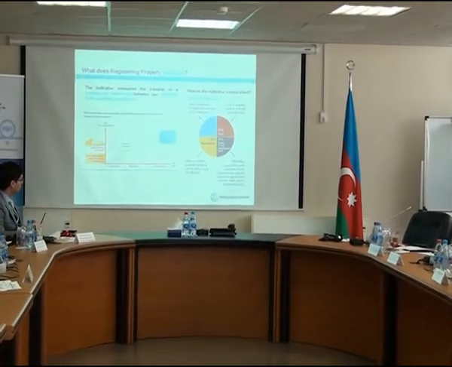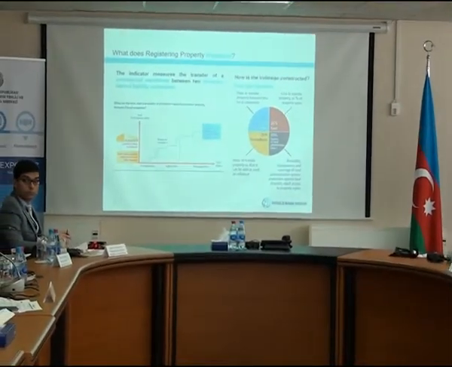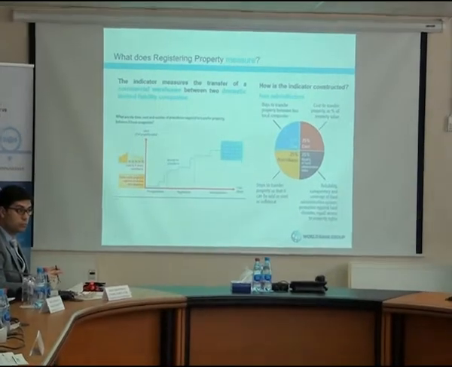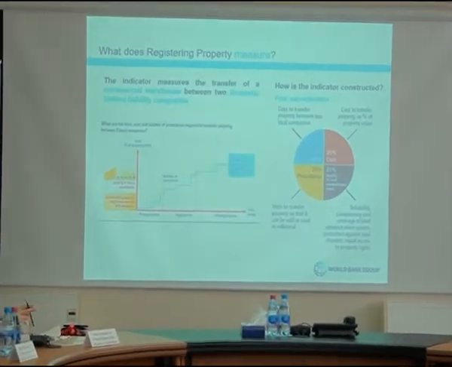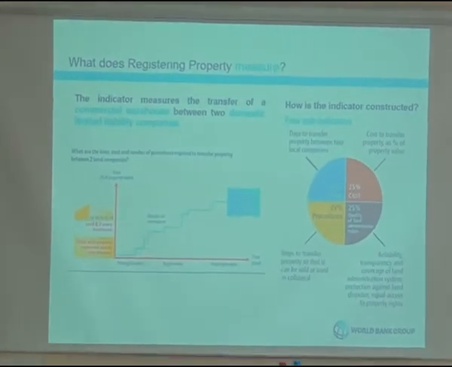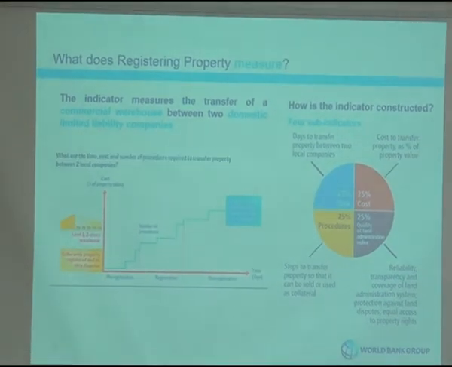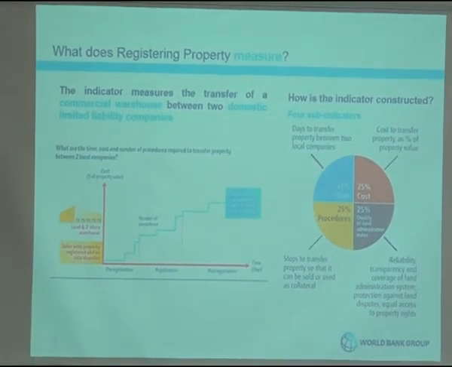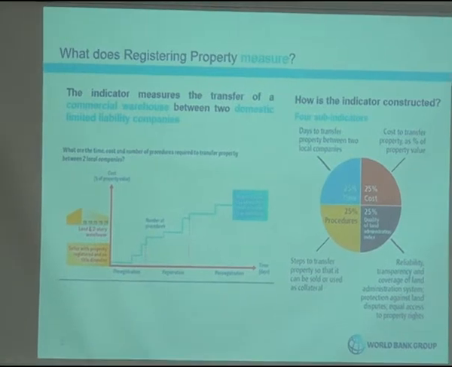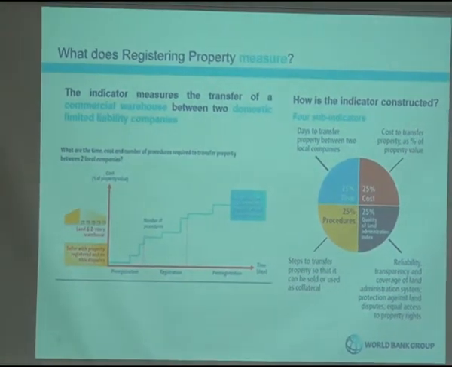So here it's divided into 5 different sections that we will discuss later in detail. The first one being the reliability, transparency, and coverage of land administration system, protection against land disputes, and equal access to property rights.